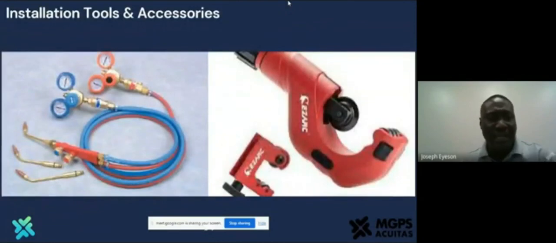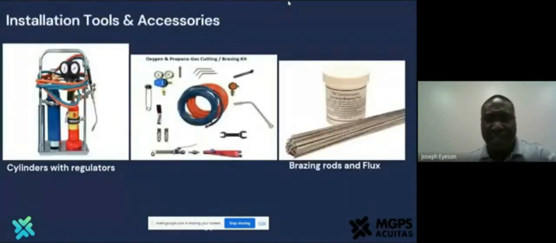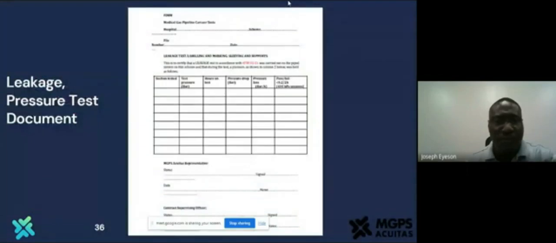So some few accessories: you have your regulators, you have your flashback arresters, you have your tube cutters, you have your cylinders, you have your brazing rods and flux, you have your lighter, which can be used for lighting, and then you have your spanners and regulators. These are some of the tools.